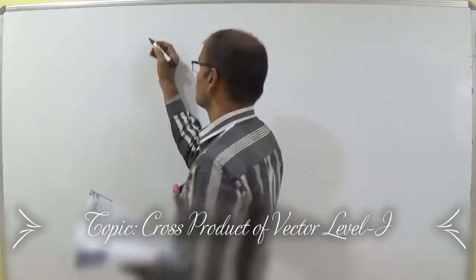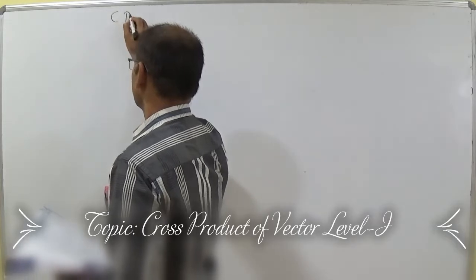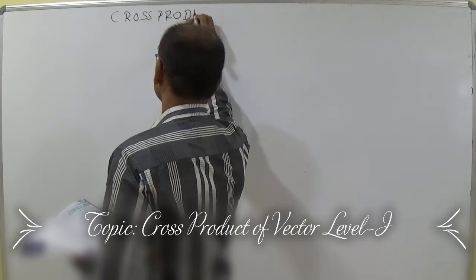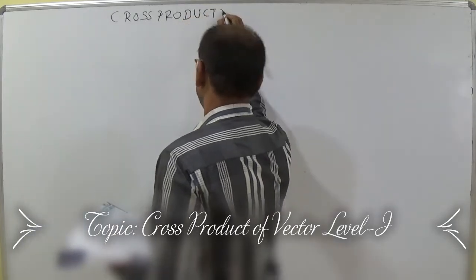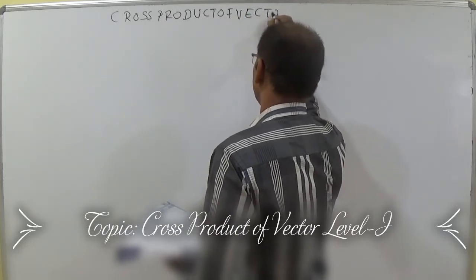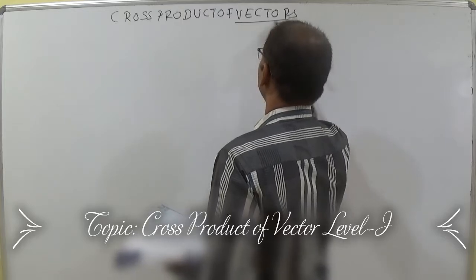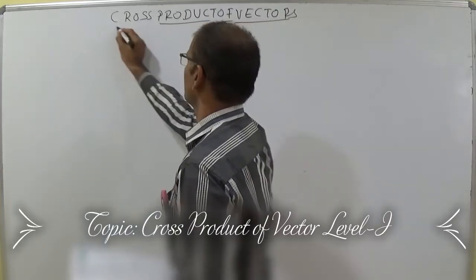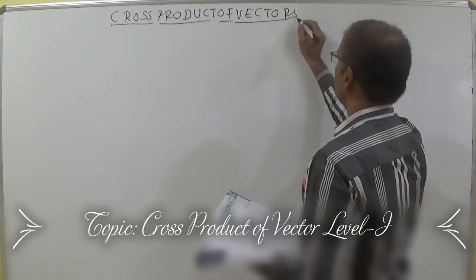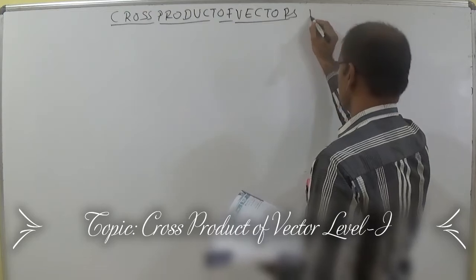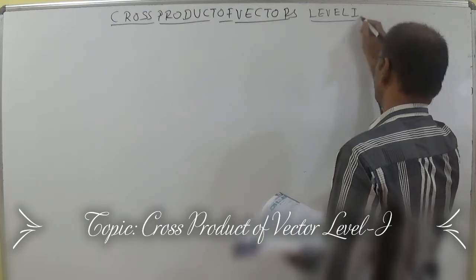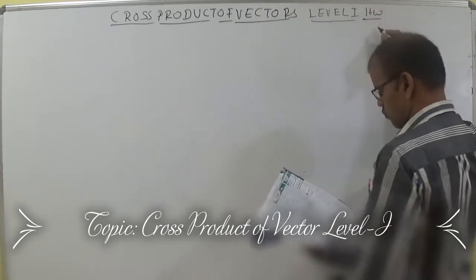Let us continue the cross product topic. Now we are in cross product of vectors. Until yesterday we discussed the concept, and today I am discussing level 1 classwork and level 1 homework, which are important in MHT-CET topic. Level 1 classwork was completed in the previous class. Now let us discuss level 1 homework.